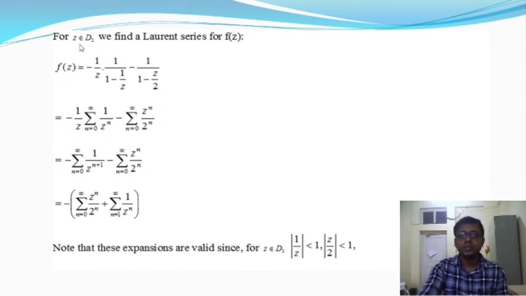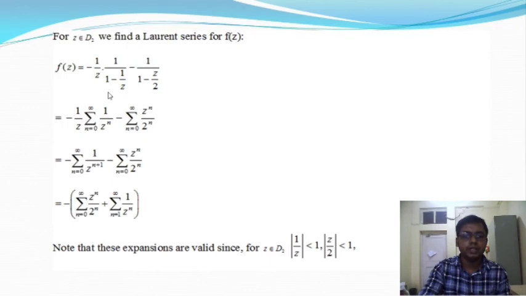When Z belongs to D2, we find the Laurent series of the function f of Z. In that case, this is the annular region bounded by the two concentric circles C1 and C2, where C1 is the circle whose radius is 1 and C2 is the circle whose radius is 2. So in this case we are going to find the Laurent series when modulus of 1 by Z is less than 1, as well as modulus of 2 by Z is less than 1.